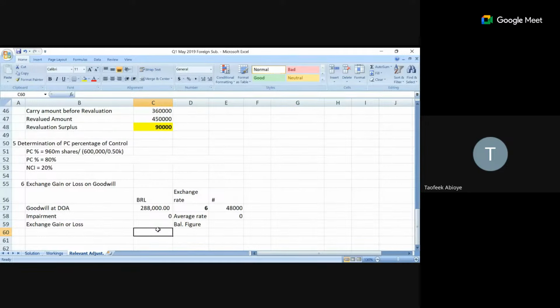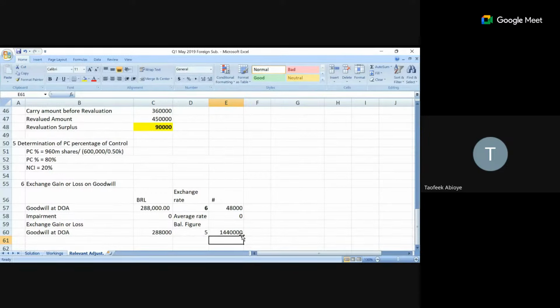Now, this goodwill, goodwill at DOA and DOC, they are the same. The only thing that changes is the exchange rate. So this 288,000 will come down here. Now, you translate back. What is the exchange rate at DOC? This one will be at DOA. The other one will be at DOC.